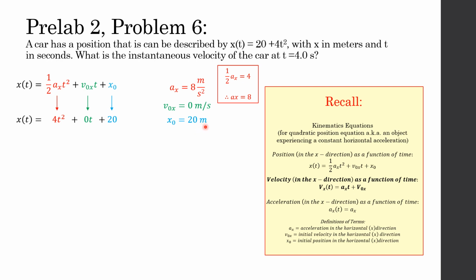So now we're going to move on to this handy-dandy velocity equation that we were talking about, now that we've defined all of our terms. So our velocity equation is equal to ax times t plus vox. So we take our ax, which is 8, multiply it by t, and add it to vox, which we've established is 0. So in this case, our vx of t equation is just 8t plus 0t.